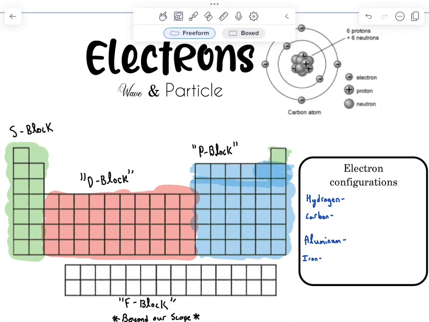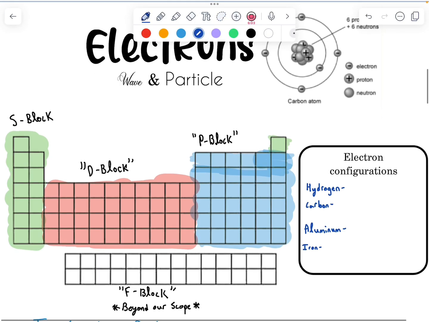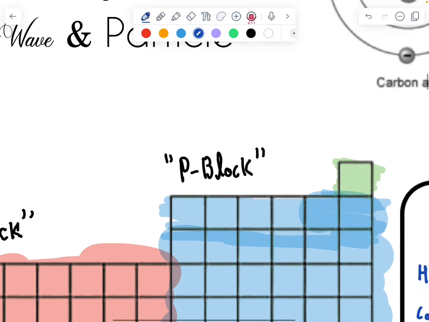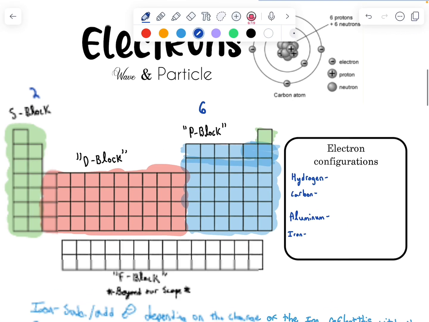Okay, so let's quickly go over the different types of blocks on the periodic table and different types of electron configurations we can write. So first we have the periodic table split into technically 4 blocks, but we're really just going to use 3 in this course. We have the S block, which holds 2 electrons each. We have the P block, which holds 6 electrons each. So we have 2, we have 6, and then the D block holds 10 electrons each.